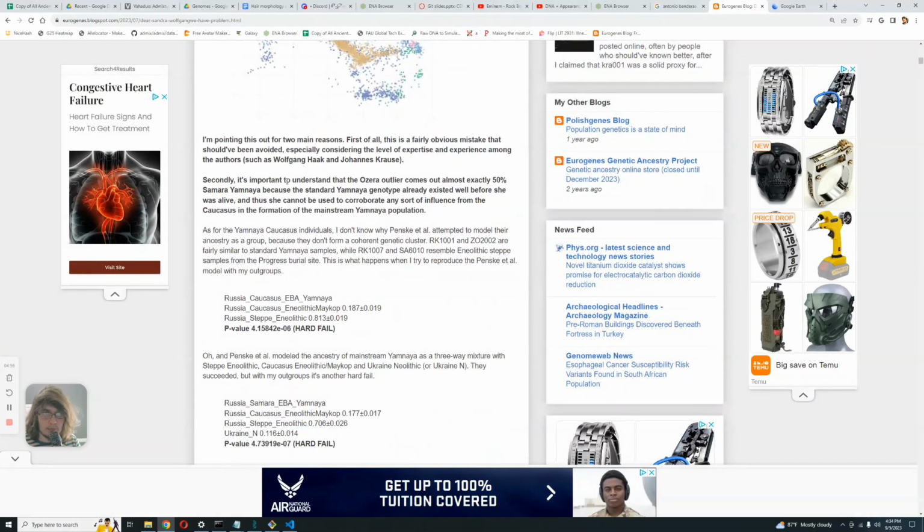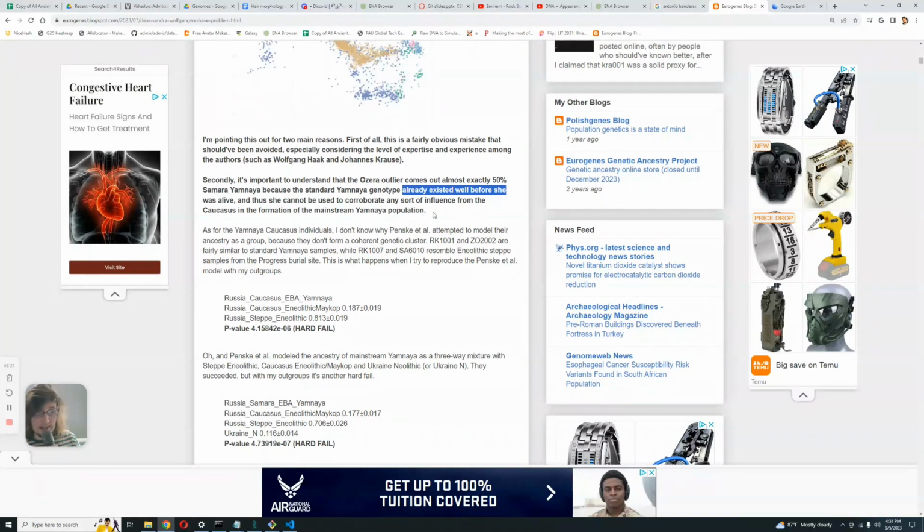Secondly, it's important to understand that the Azov outlier comes out exactly 50% Samara Yamnaya, because the standard Yamnaya genotype, I don't think genotype is the right word here, it's like saying standard Yamnaya haplotype. But whatever, I'm not going to criticize the blogger. It already existed well before she was alive, and thus she cannot be used to corroborate any sort of influence from the Caucasus in the formation of the mainstream Yamnaya population.